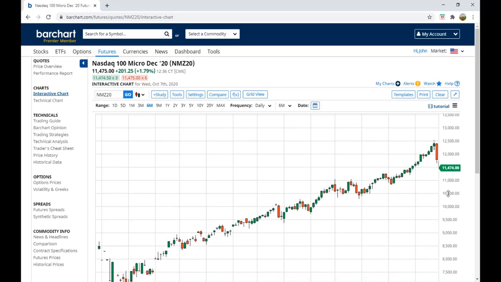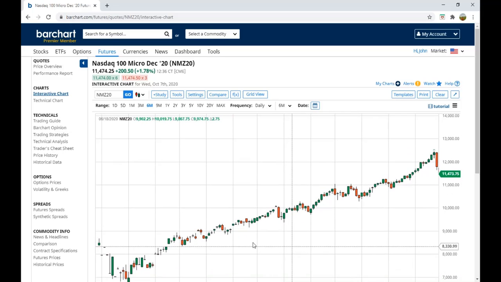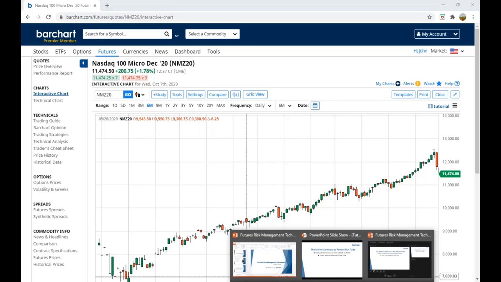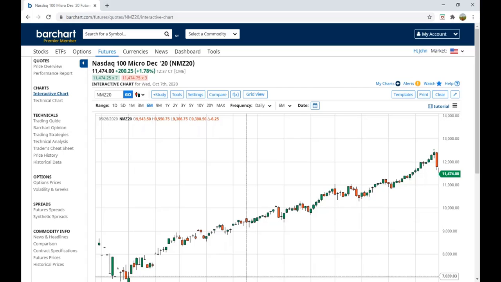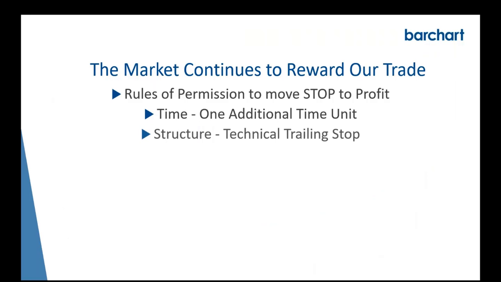And again, let's look at this trade. Let's pretend this is a trade that we have gotten into. So one of the next rules we can think about is something called a technical trailing stop. This is where we're going to let the trade run out, but we're going to trail our price action with a stop.